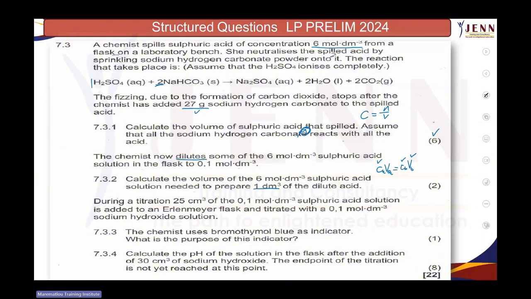So 2 marks easy. It says during titration, 25 centimeter cubed of the 0.1 mole per decimeter cubed sulfuric acid solution is added to an Erlenmeyer flask and titrated with a 0.1 mole per decimeter cubed sodium hydroxide solution. The chemist uses bromothymol blue as an indicator. What is the purpose of this indicator? The purpose of an indicator is to show us what? The end point. It shows us the end point.